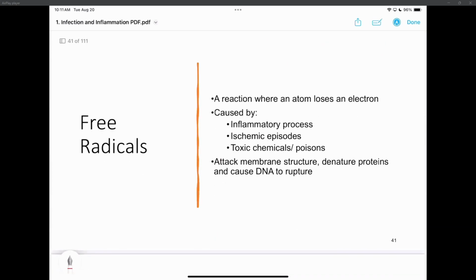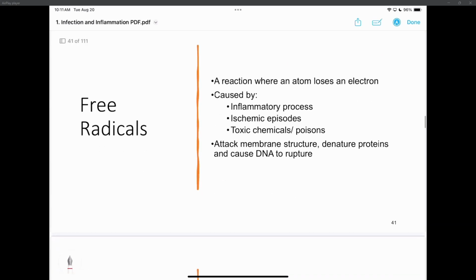Free radicals. We talked about free radicals before when it came to reperfusion injuries and these free radicals coming out all the time. Basically, a free radical is when an atom loses an electron. What causes these free radicals to happen? Inflammation, ischemia, and obviously toxic chemicals and poisons cause free radicals. What do they do? They attack membrane structure, denature proteins, and cause our DNA to rupture and unravel. So free radicals are not good. We don't want them around.